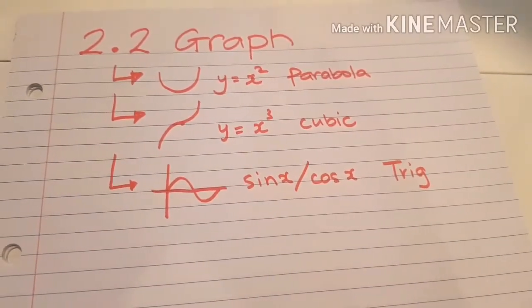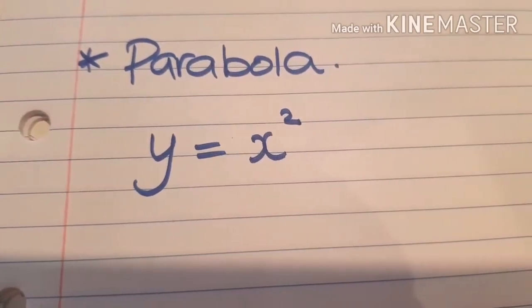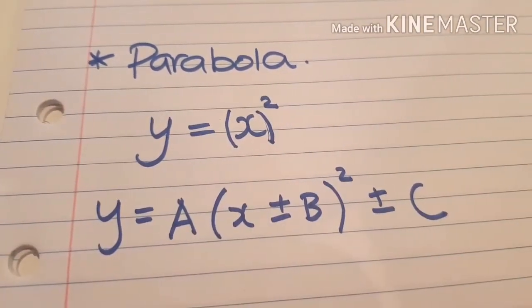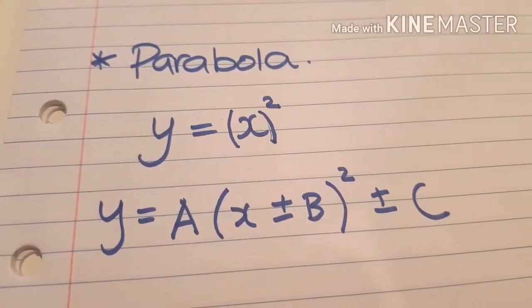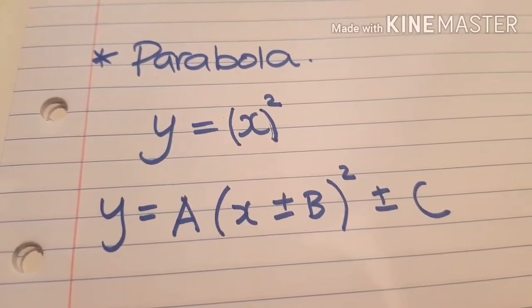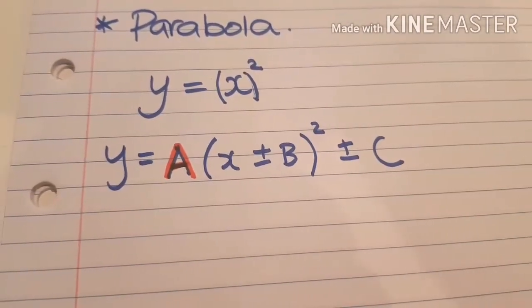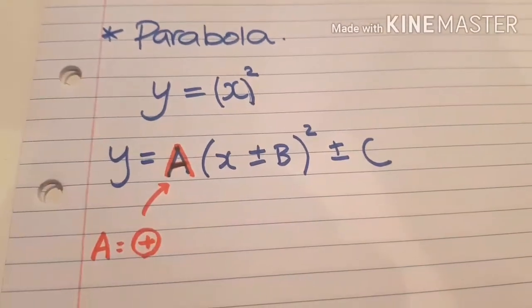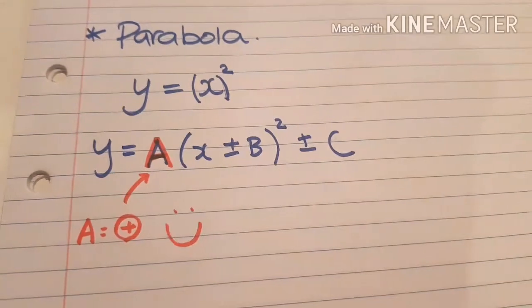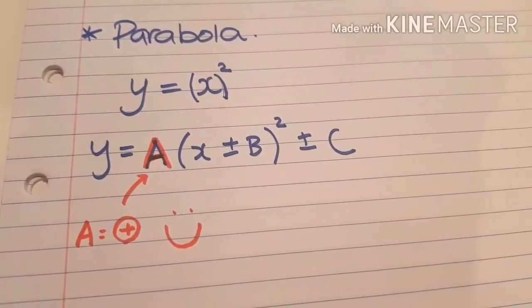Okay, so let's go over parabola first. Remember for the parabola, this is the original function. And there you go, this is the translated version of the parabola. Do you remember what each of them, A, B, and C, represent? What did A represent? When the A value is positive, then it's a happy face. It's basically a positive curve, right?